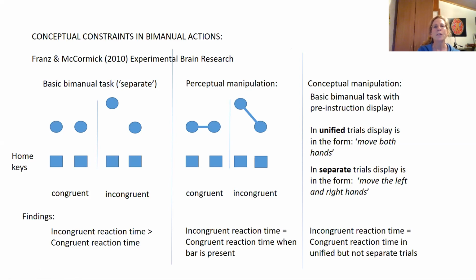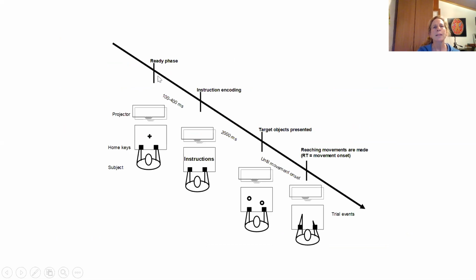So let's try a unified constraint. Let's connect these two with a little barbell in between them such that these 2 targets now actually look like one unified target. And let's do the same type of task. So when we do that, we present the stimuli. You have a fixation point first that stays on for an unpredictable amount of time, because we don't want people to predict what's going to happen. We then have some instructions that are encoded.